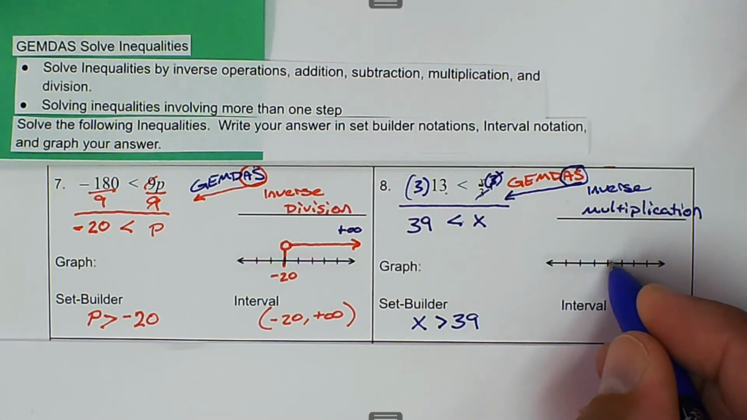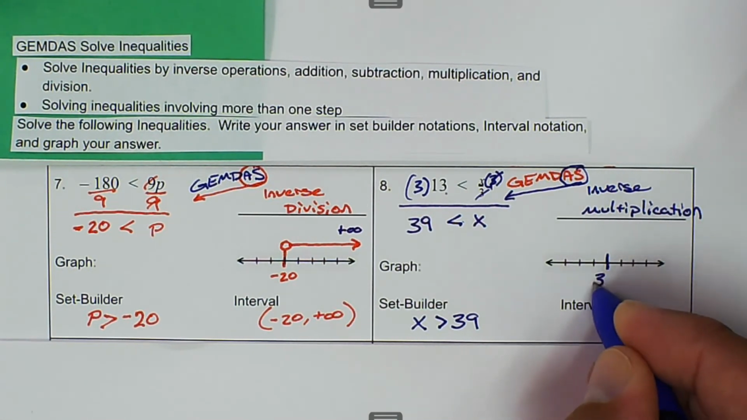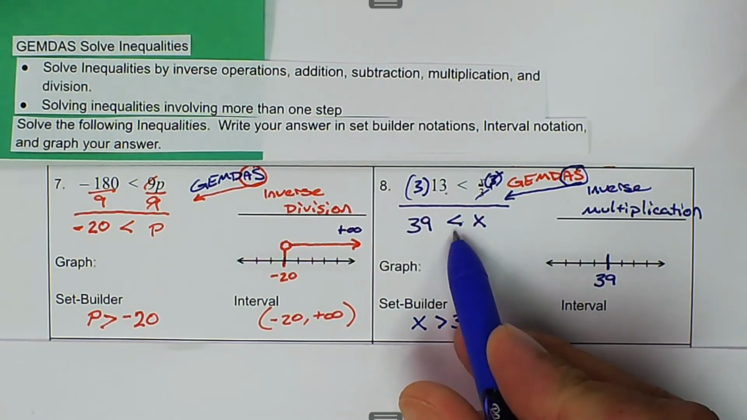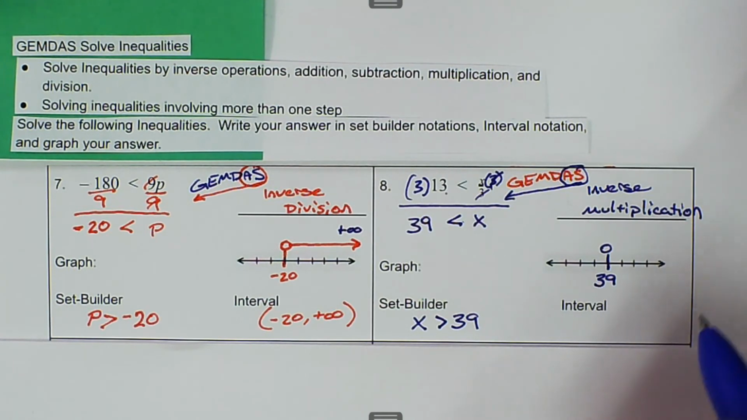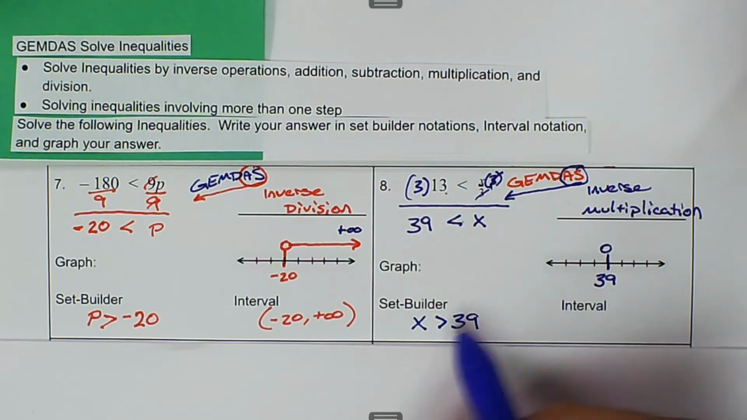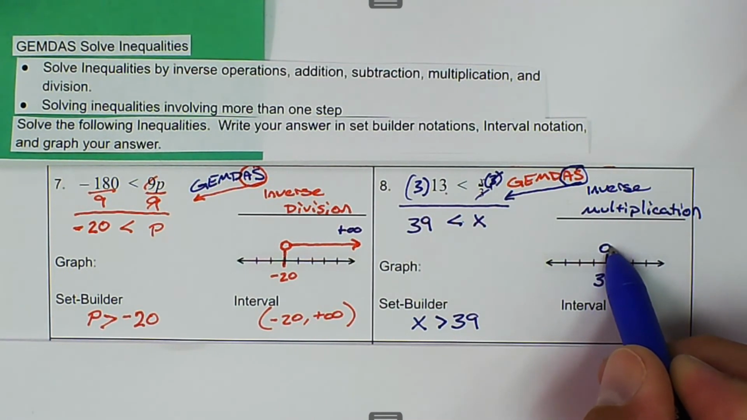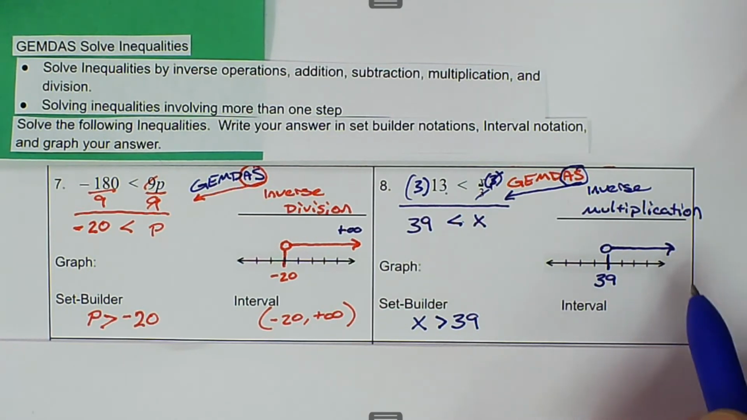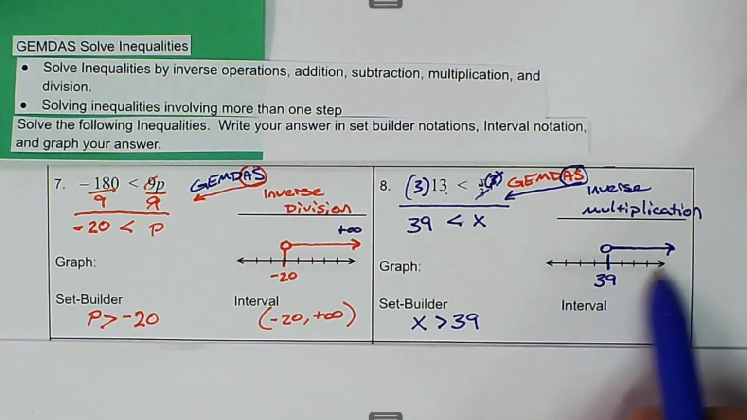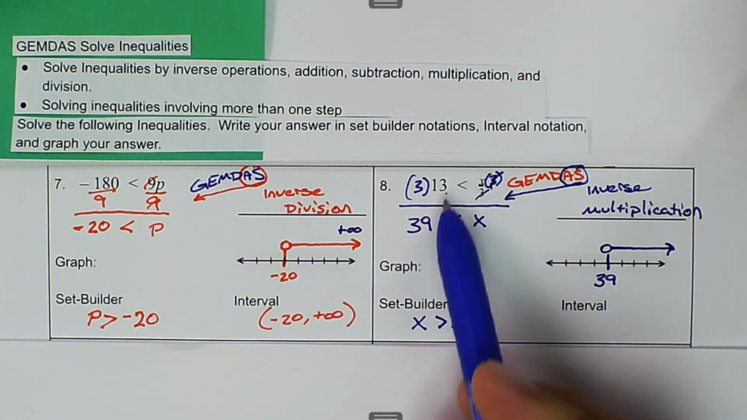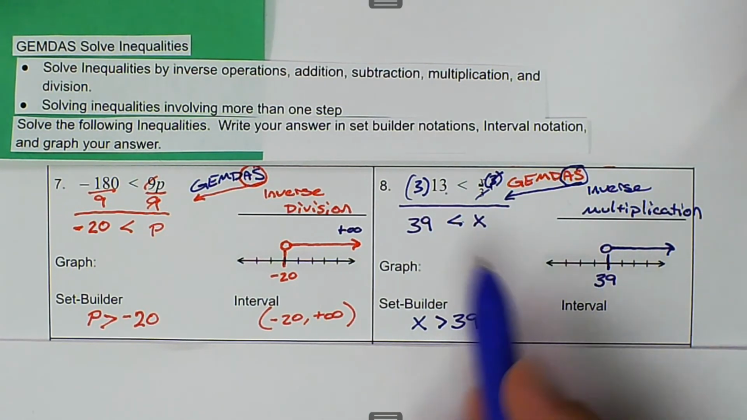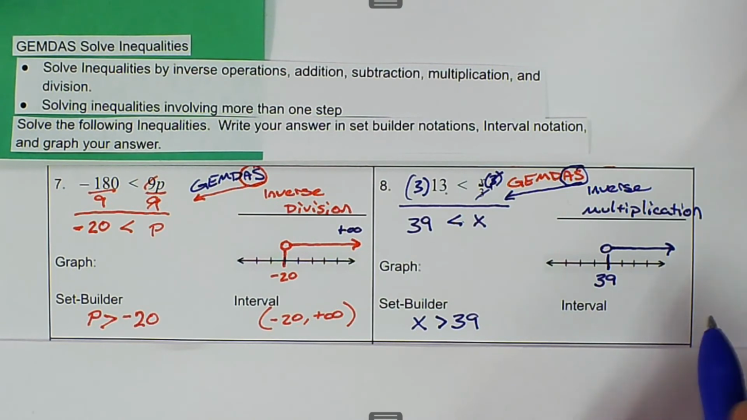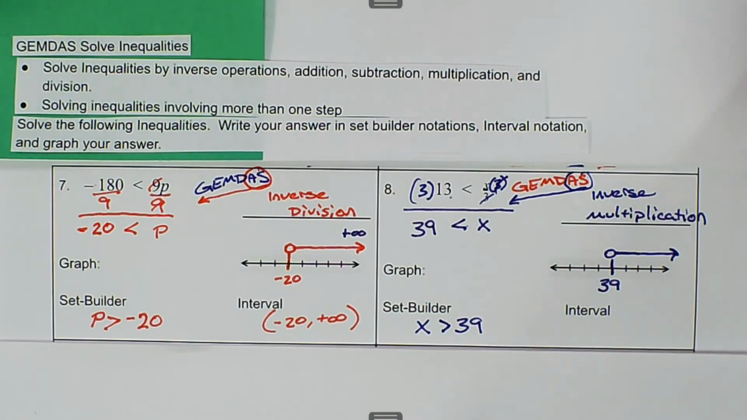So the number I'm concerned with is 39. The inequality sign doesn't have an equal sign, so I'm going to use an open circle. And now I'm going to shade to the right because the arrow points to the right. So that just means any number bigger than 39 will be true for this inequality. For interval notation, I need two ends.